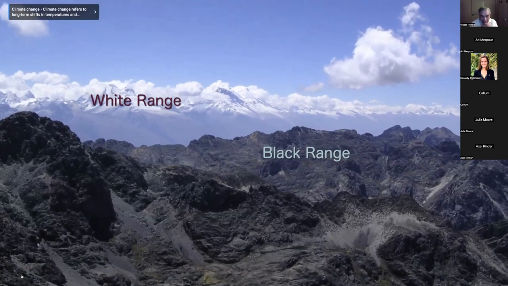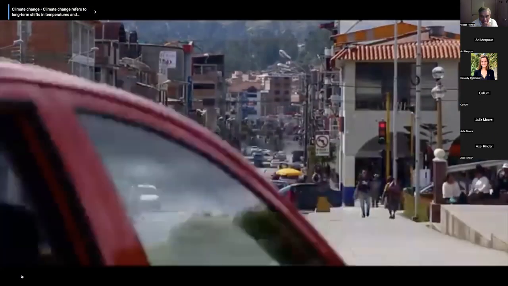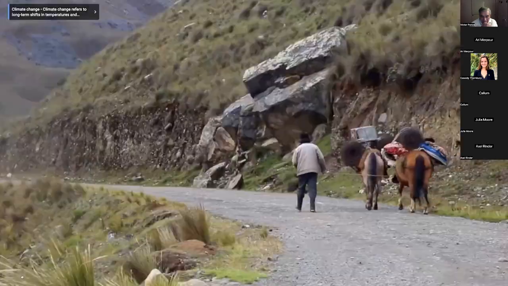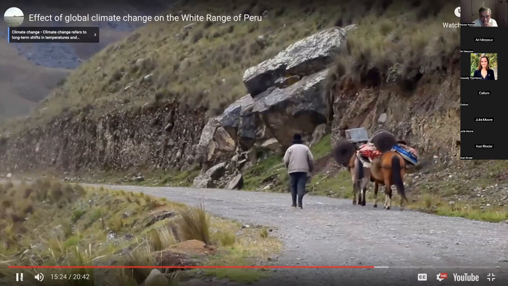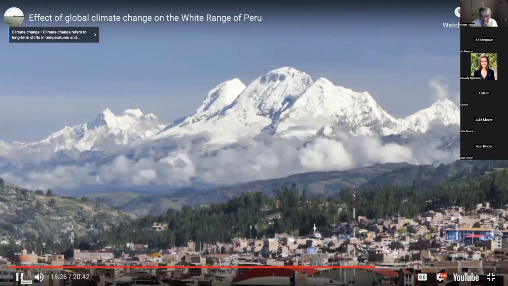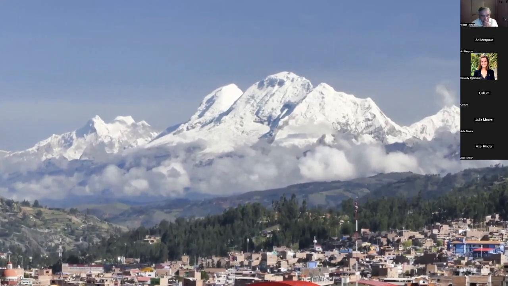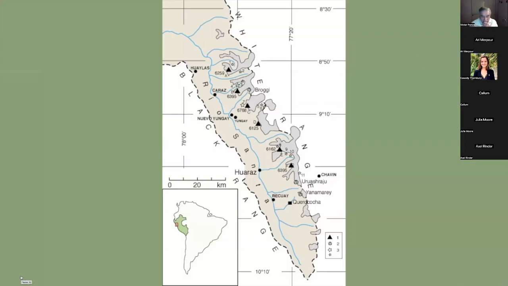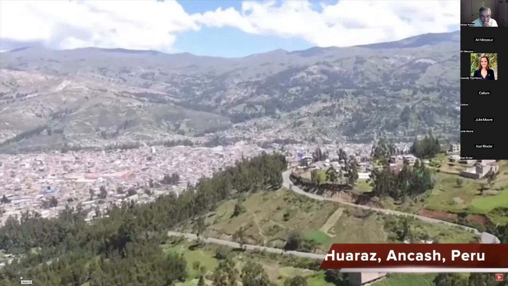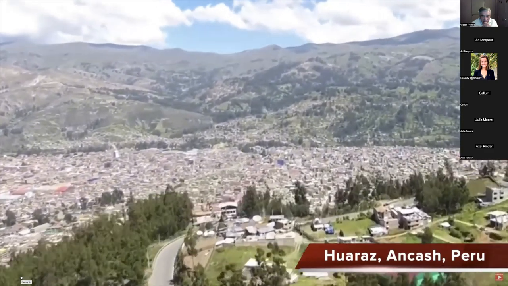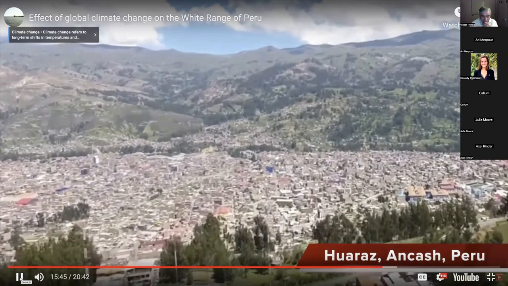The population, consisting of about 320,000 people, is distributed among hundreds of small rural settlements, with approximately half of the people living in major urban clusters along the Santa River, including the cities of Huaraz, Yungay, Caraz, and Recuay. Huaraz, a major urban center with about 120,000 people, is the capital of the department of Ancash.